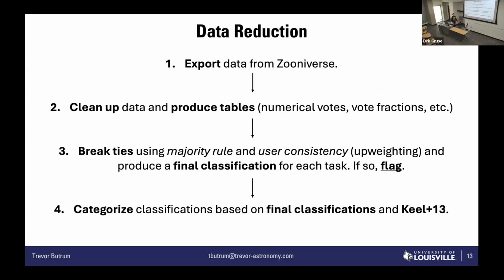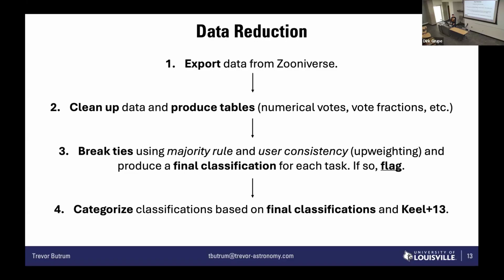So after I got the classifications, I did data reduction. I had to export the data from Zooniverse, clean up the data and produce tables. I had to break some ties. As I mentioned, the 4 classifications actually led to ties. If I had 5, an odd number, I wouldn't have as many ties. But we were limited in time, so we could only take so many classifications for each galaxy. So I did some updating to fix those ties, and then I produced a final classification. I also categorized each of these pairs based on Keel's work. And this leads me to my actual catalog, the morphological catalog.